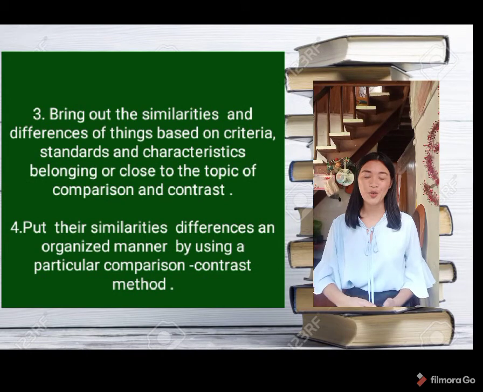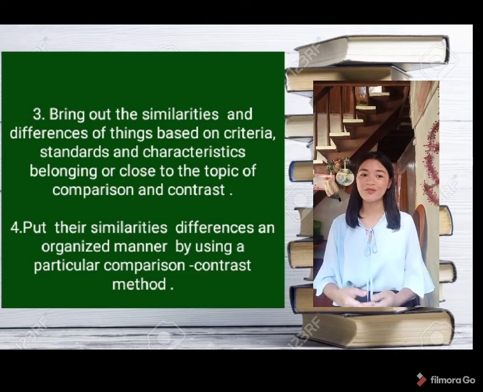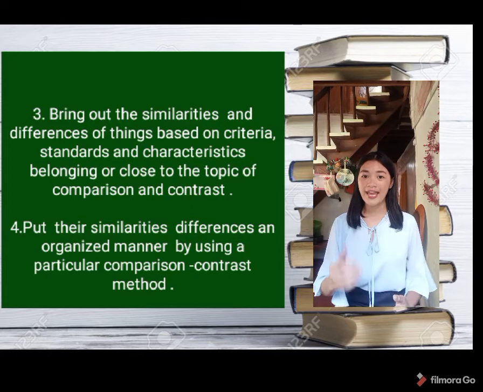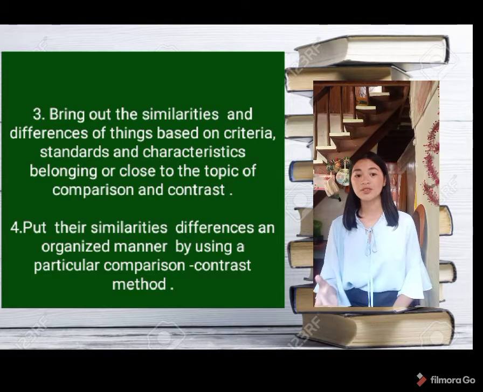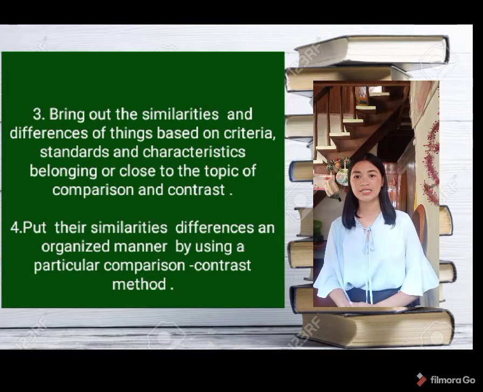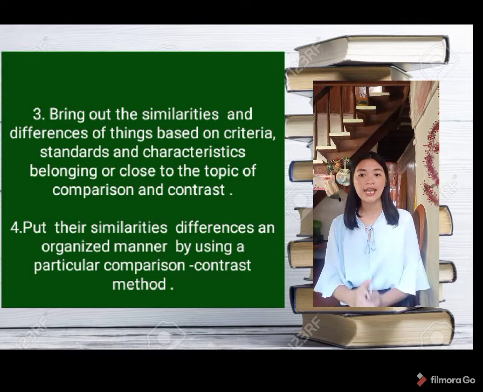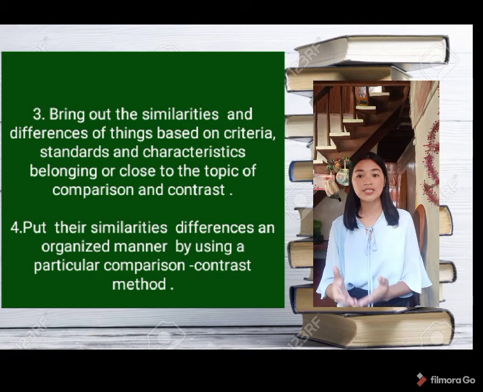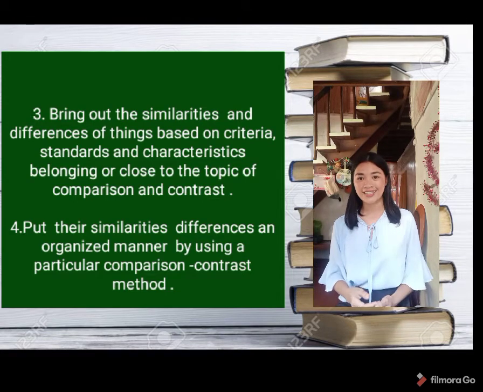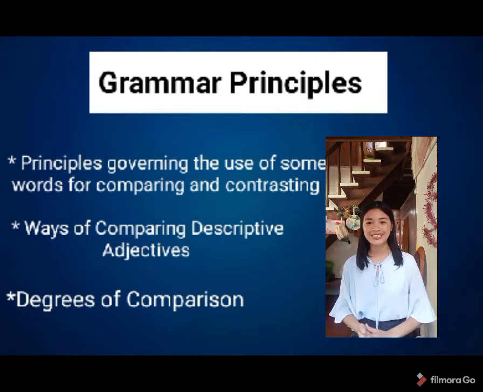The third guideline for comparing and contrasting things is to bring out the similarities and differences of the two elements, for example in technical writing and fiction writing, based on criteria, standards, and characteristics of comparison and contrast. The fourth one is to put their similarities and differences in an organized manner by using a particular comparison and contrast method, which I already mentioned earlier. So those were the guidelines for comparing and contrasting things.